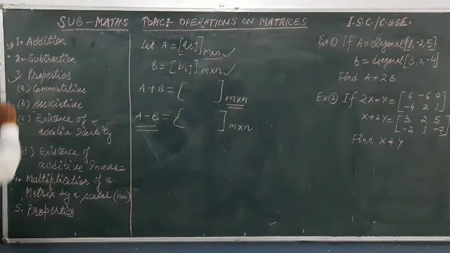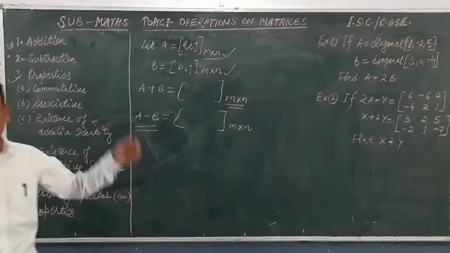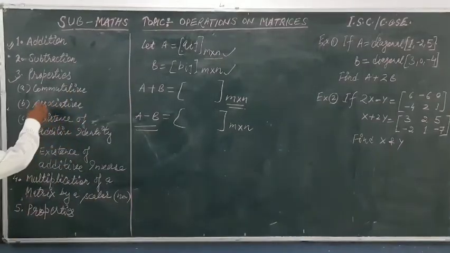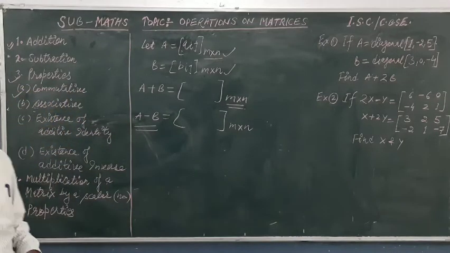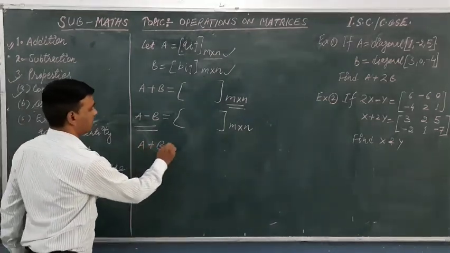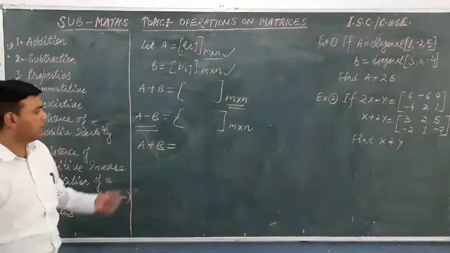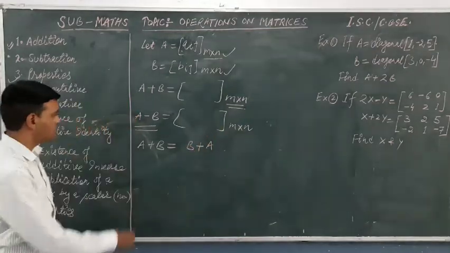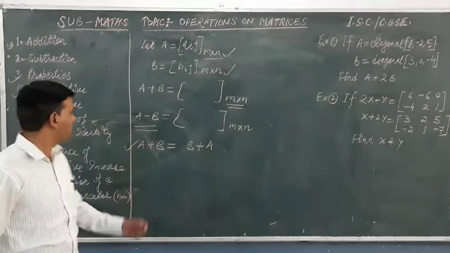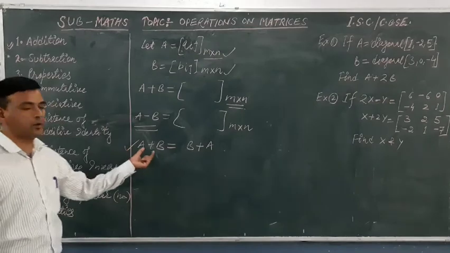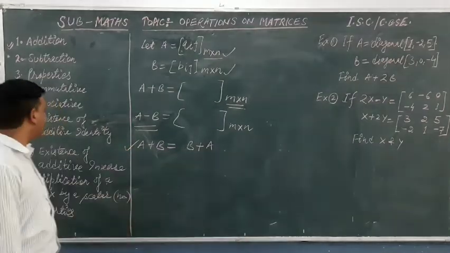The third point is properties. There are some properties based on addition of two matrices. The first property is commutative. Commutative property means that when two matrices are added in an order, if we replace their order, their sum will remain the same. So this is called commutation for two matrices. It means the commutative property holds for addition of two matrices.